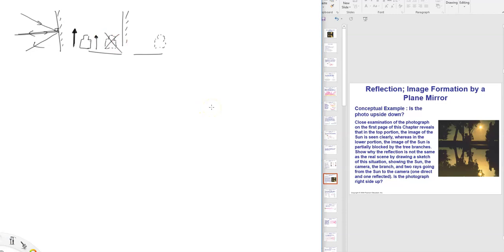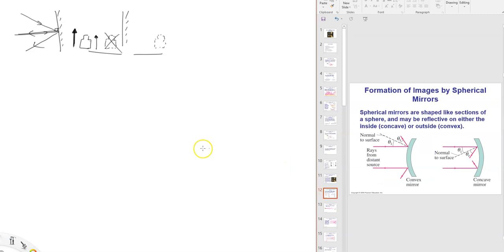Alright. Let's move on to spherical mirrors. Formation of images by spherical mirrors. Spherical mirrors are shaped like sections of a sphere and may be reflective on either the inside or outside, concave or convex. This kind of shape.